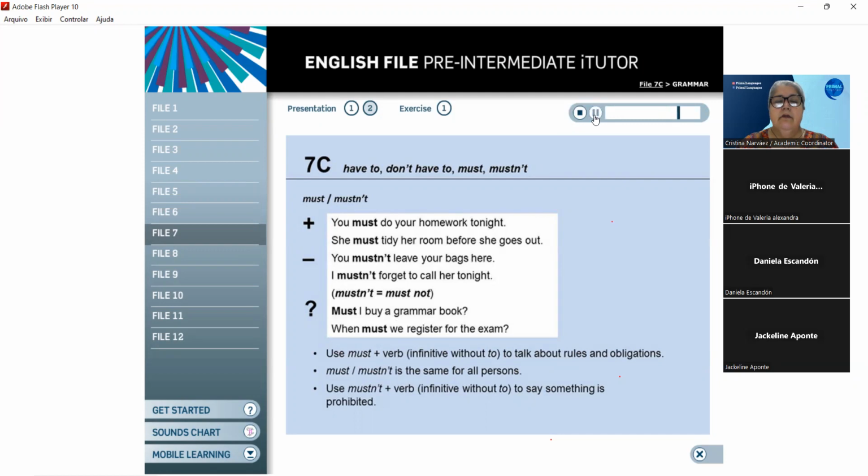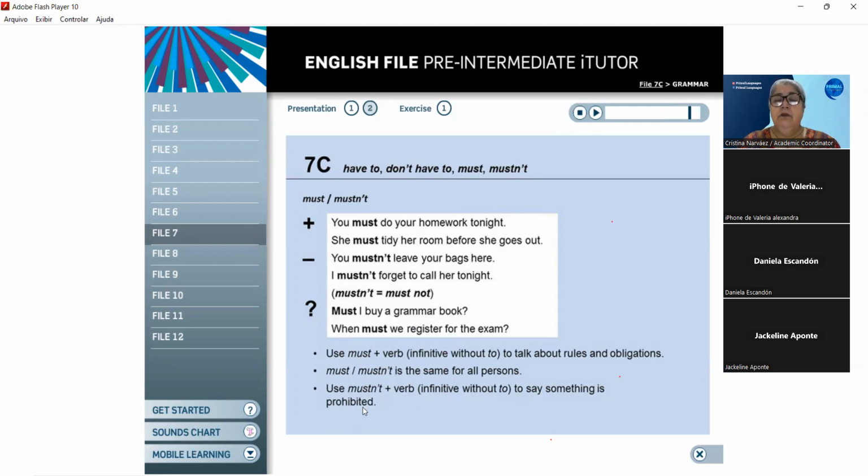Excellent. When must we register for the exam? Repeat. When must we register for the exam? Register. Please repeat. Register. Excellent. Very good. So use mustn't plus a verb infinitive without to say something is prohibited.